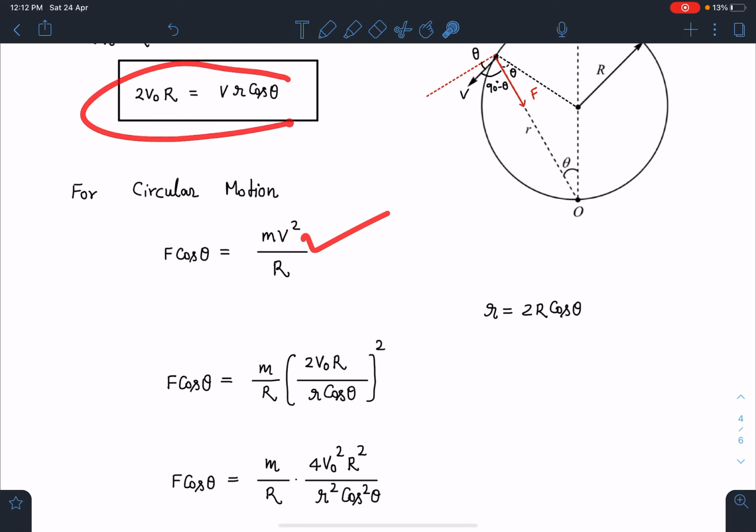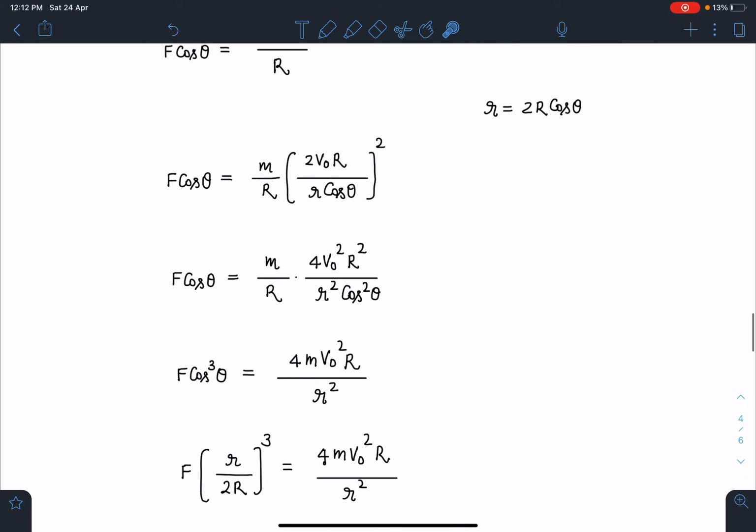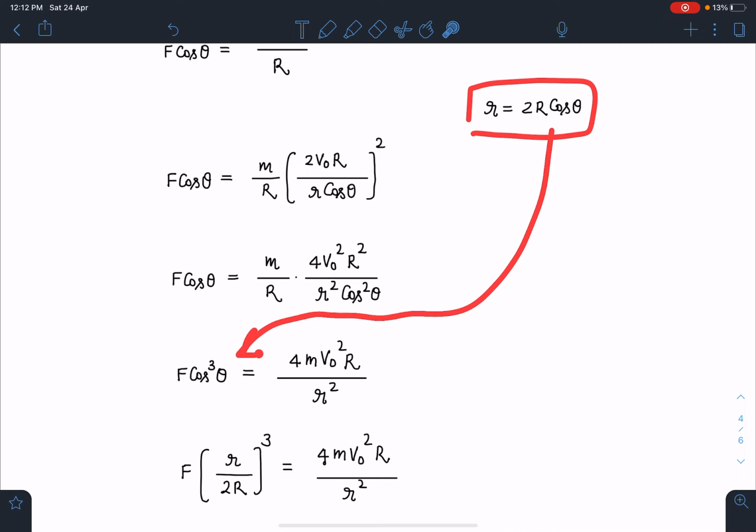I'm going to substitute the value of v from here. When I substitute here, just do the calculation for this part. I'm going to get F cos cube theta is equal to 4 m v0 square capital R divided by small r square. Now by using this equation, I can eliminate theta also from here.